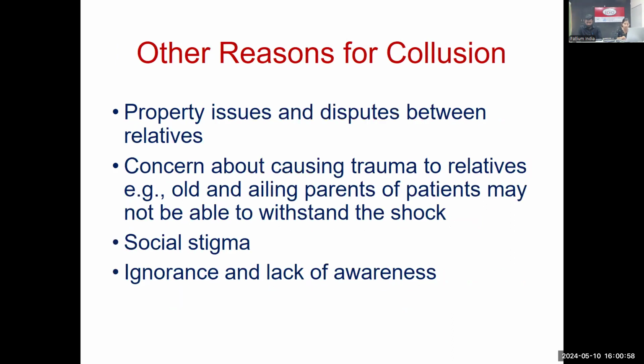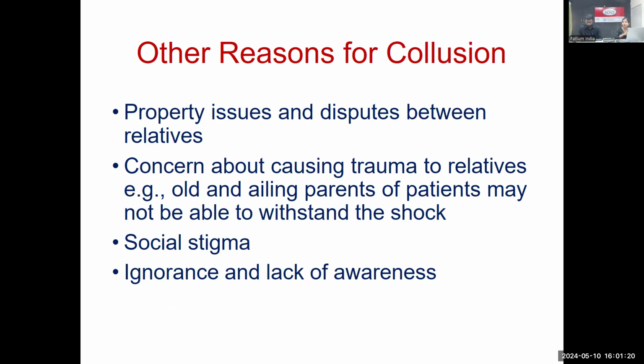Some of the other reasons for collusion: there could be a lot of property dispute issues. There might be division of property, etc. So I'll just keep the information to myself. Let the person die, and I will get all the property, all those things. They are like multiple levels.